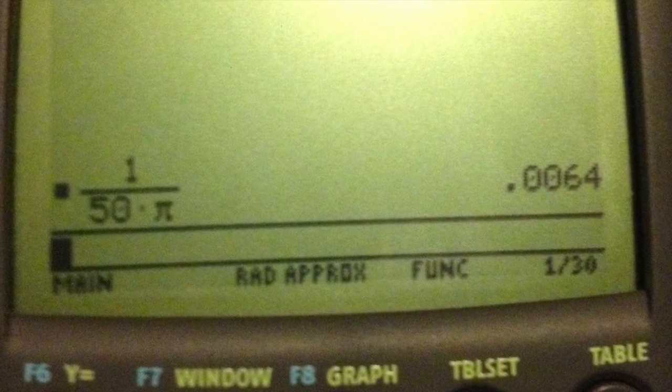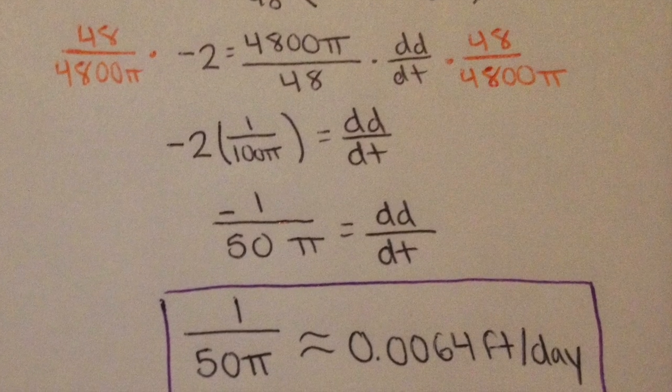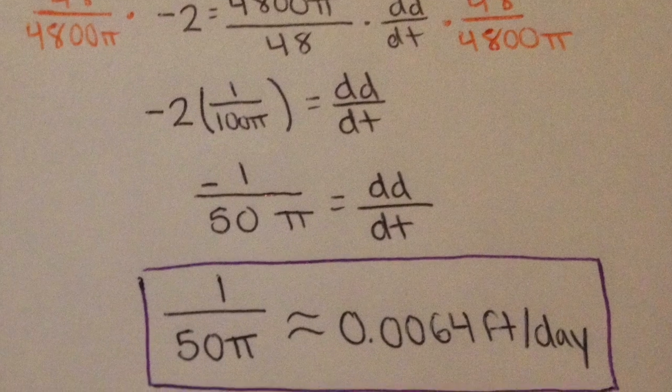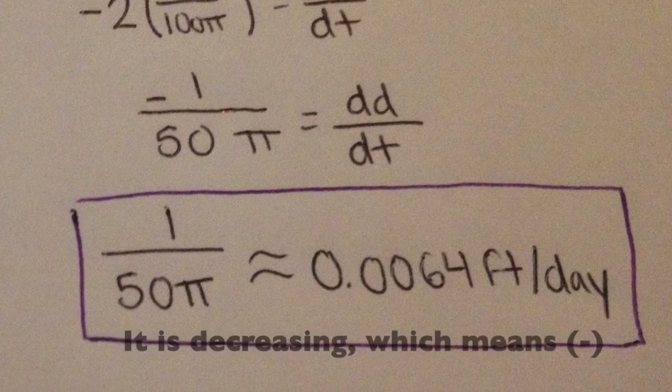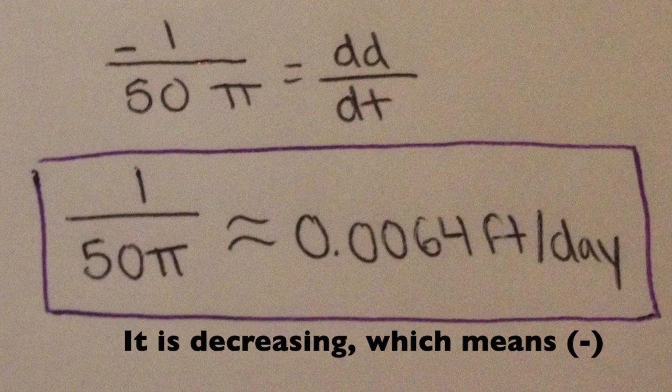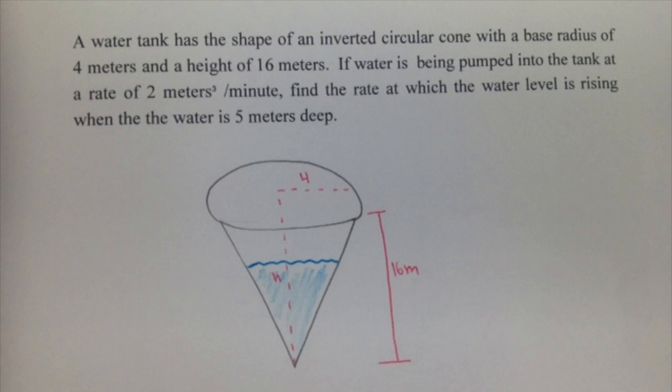We plug it into our calculator in order to get a decimal. Once we plug it into our calculator, we find the depth of the water in the tank is decreasing at a rate of about 0.0064 feet per day. Now that we found the answer for that problem, try this similar problem on your own.